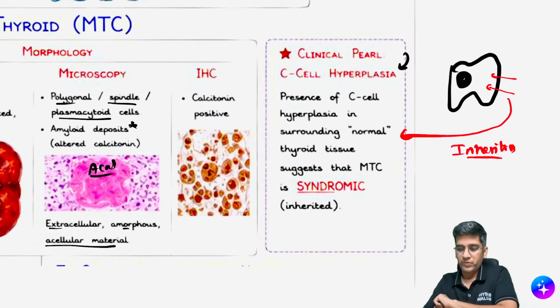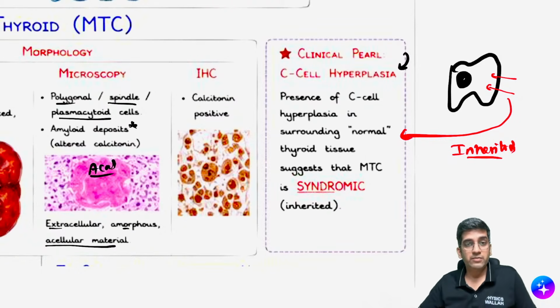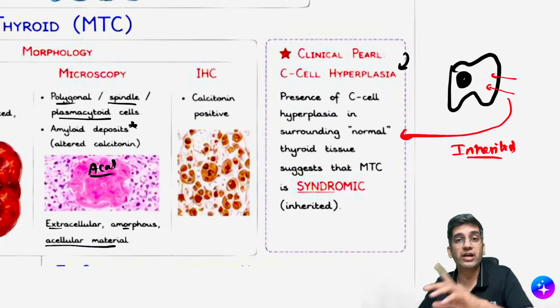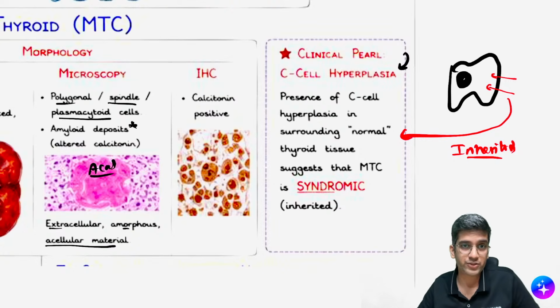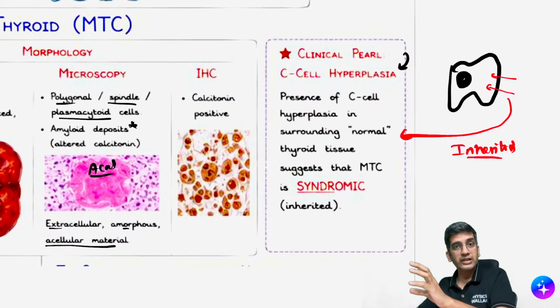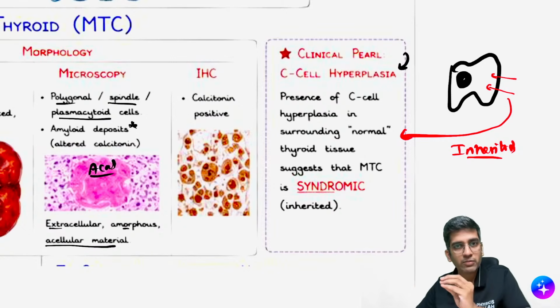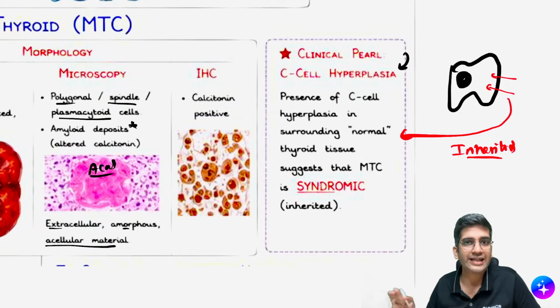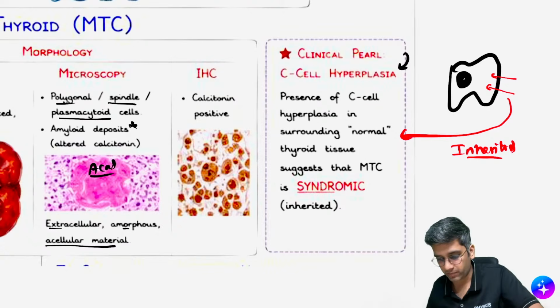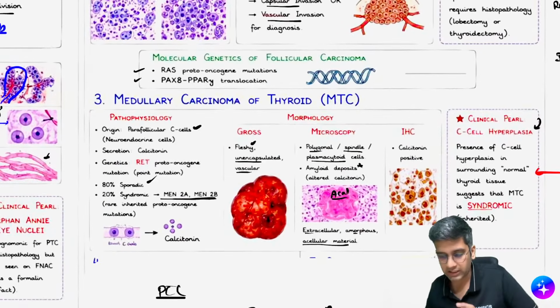Okay, that's syndromic, fine. Please remember that this is the same logic that we applied for Wilms tumor and nephrogenic rests, which means even if a normal kidney shows some evidence of Wilms, it's inherited Wilms. Normal thyroid showing C cell hyperplasia, it's inherited medullary carcinoma thyroid or inherited MEN syndrome. Fine. Okay. Perfect. That's about medullary carcinoma thyroid.